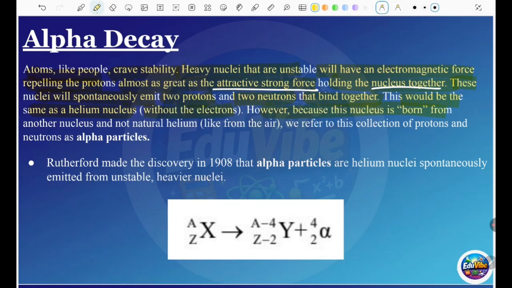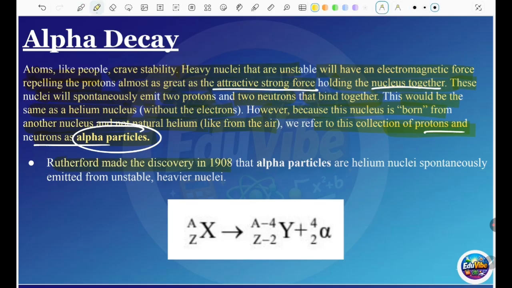However, because the nucleus is born from another nucleus and not from natural helium like from the air, we refer to this collection of protons and neutrons as the alpha particle. That is the definition. So we are doing things with protons and neutrons here.